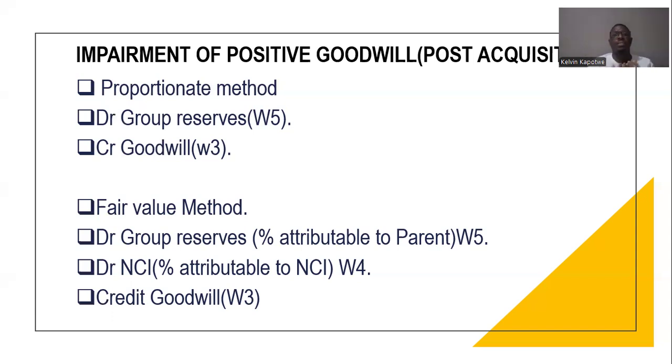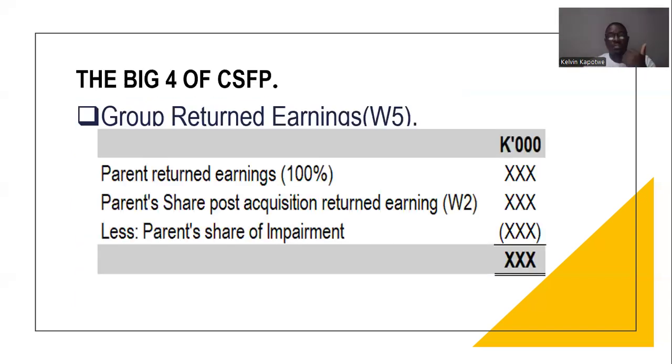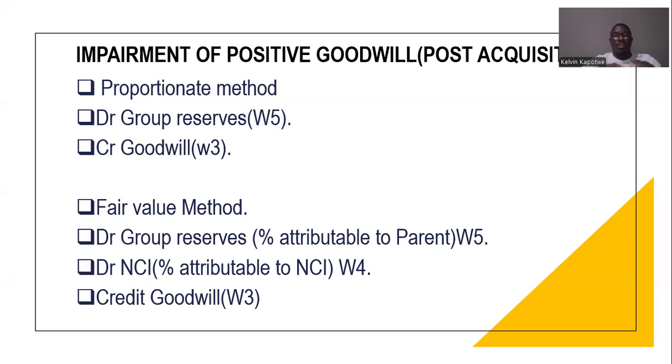But if you're using the fair value method, debit group reserves with the percentage attributable to the parent in working 5. If you can remember, you bring it in working 5, where it says less share of impairment. So debit group reserves with the percentage attributable to the parent in working number 5.